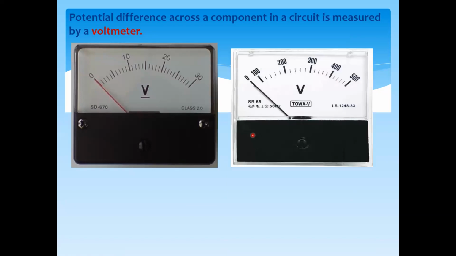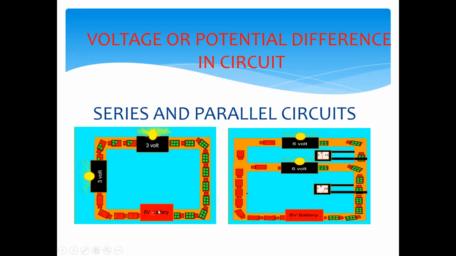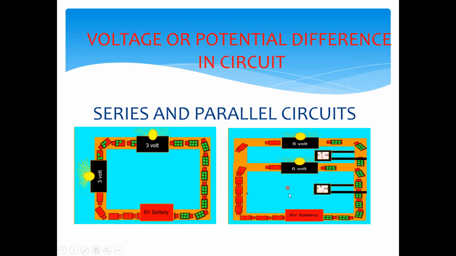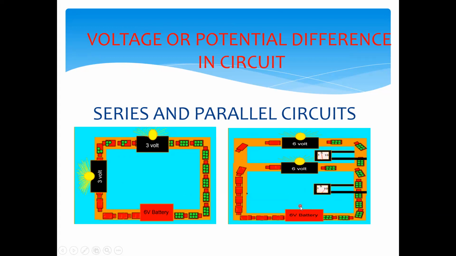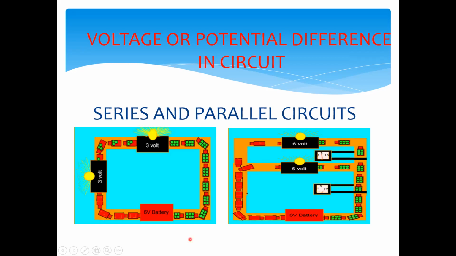If we want to measure the potential difference, we use a voltmeter, and it is denoted by the symbol V with a circle. Potential difference in series circuits will divide between the components. For example, if it's a 6-volt supply, 3 volts and 3 volts are there between the two components. Whereas in parallel, the energy supplied by each charge is the same as the energy from the battery. So if it's a 6-volt supply, each component will receive the same 6 volts.